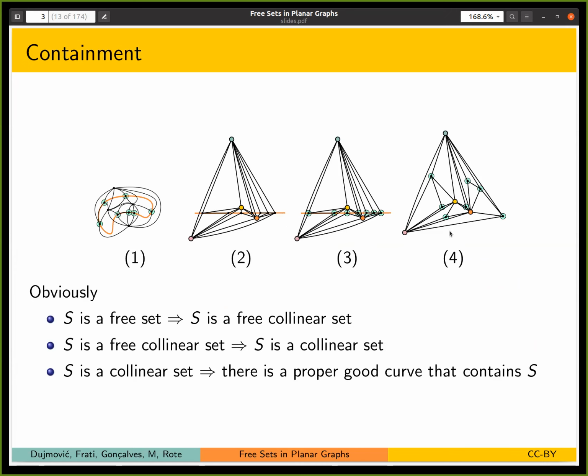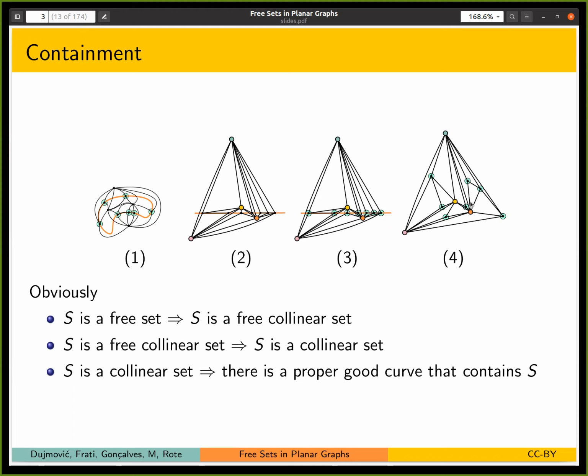So this is sort of the hierarchy here of the pictures, starting with this proper good curve containing the vertices, and then the line, putting all the vertices on a line, then putting all the vertices at specific points on the line, and then being able to put the vertices at specific points anywhere.